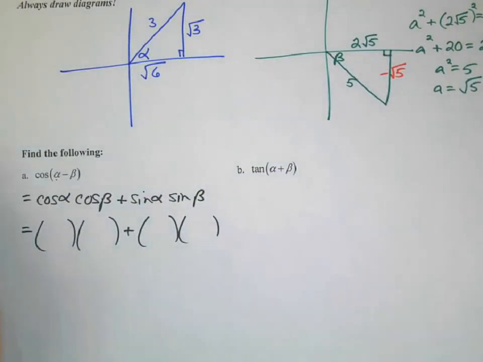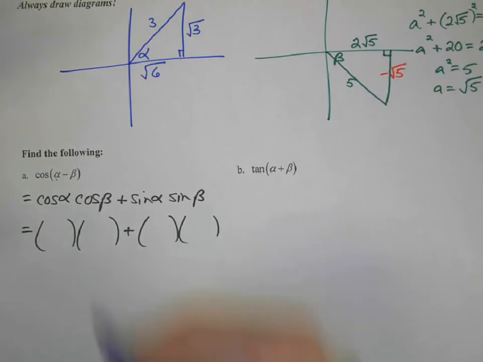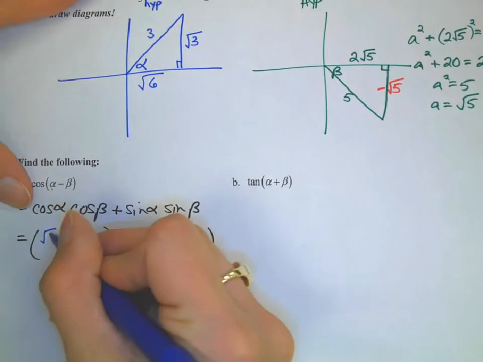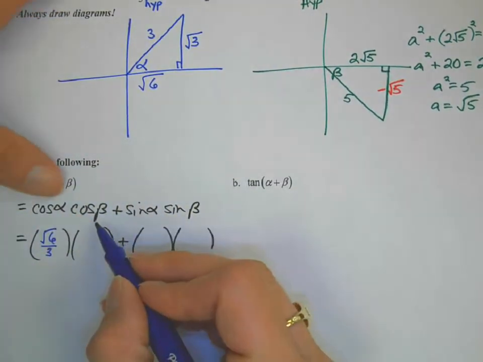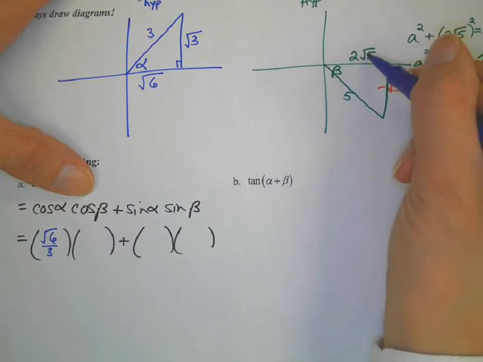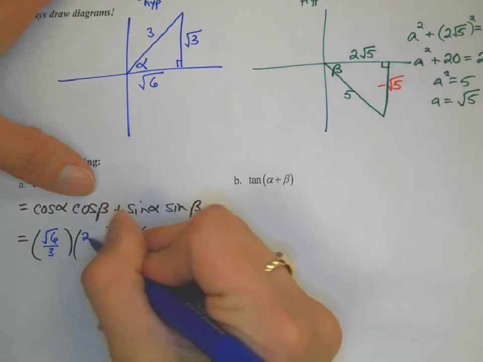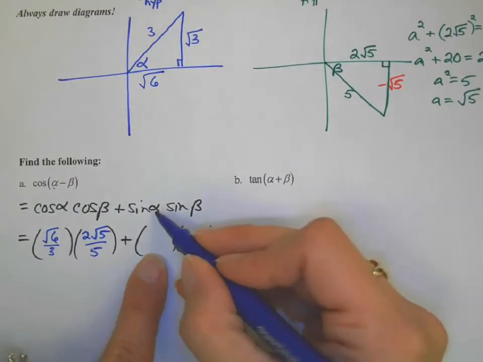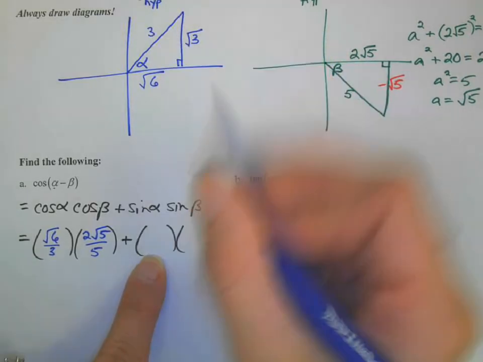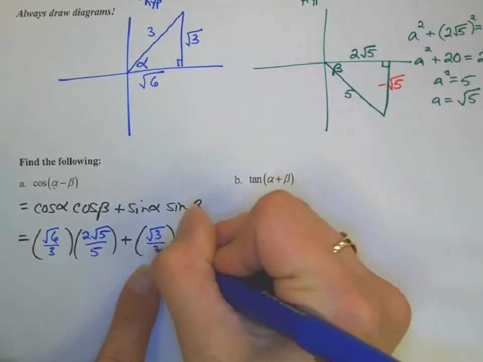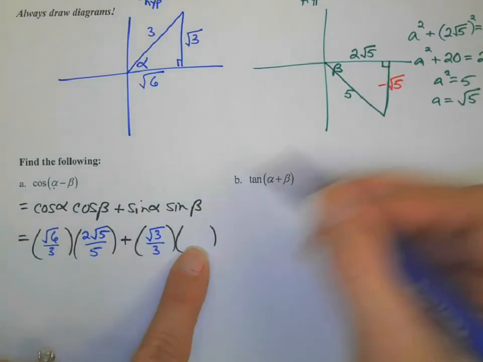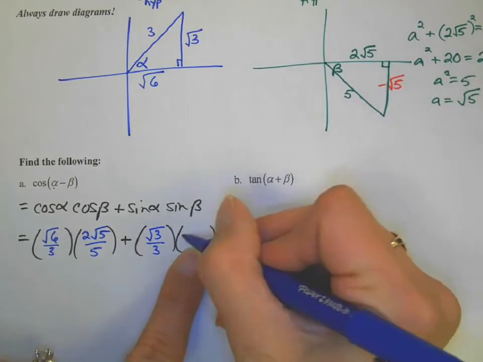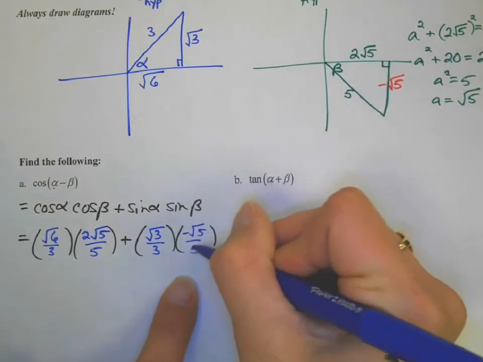Alrighty, cosine of alpha. So let's look at the alpha picture. Cosine is adjacent over hypotenuse, radical 6 over 3. Cosine of the beta, adjacent over hypotenuse, 2 radical 5 over 5. Okay, back to the alpha picture for sine. Opposite over hypotenuse, radical 3 over 3. Back to the beta picture. Sine is opposite over hypotenuse, negative radical 5 over 5.